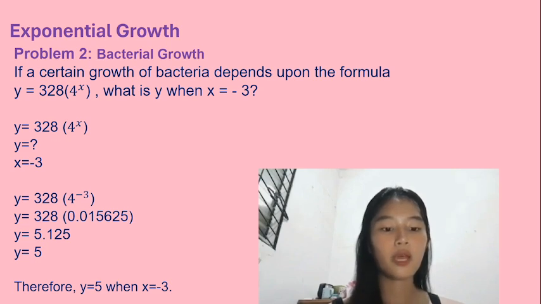Fourth, round the answer. Round 5.125 to the nearest whole number, so y equals 5. Therefore, when x equals negative 3, y equals 5. This means that the value represented by y is approximately 5.